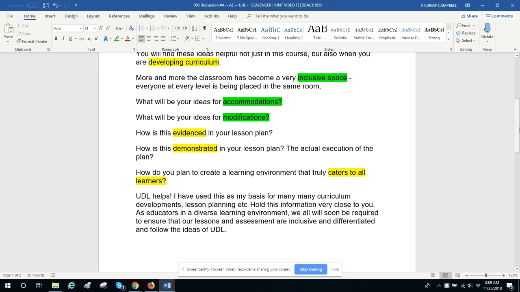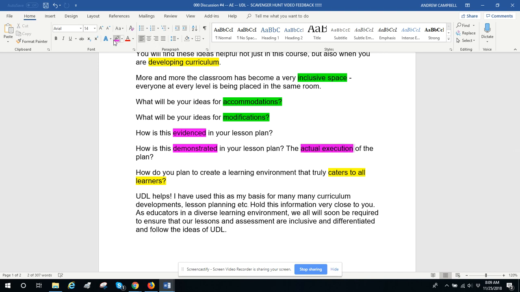And sometimes when we think the word accommodation or modification, we think it's going to be less. It is not less, and it is not watered down. It is a skill. Let me use that word. It is a skill that you and I have to evidence in our lesson planning. It is a skill that we have in demonstrating it in our lesson planning, in our actual execution of the lesson.